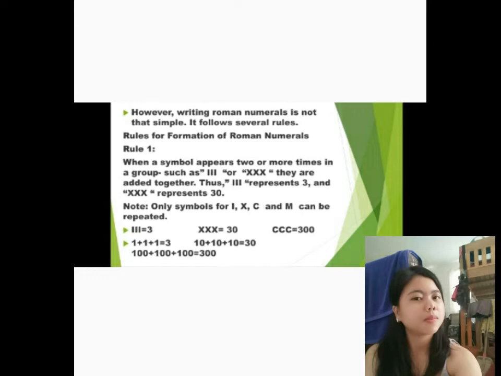In the Roman numeral system, there are symbols that can be repeated 3 times. Those symbols are I, X, C, and M. For example, CCC. C represents 100, so we will add it 3 times. So, 100 plus 100 plus 100 is equal to 300.